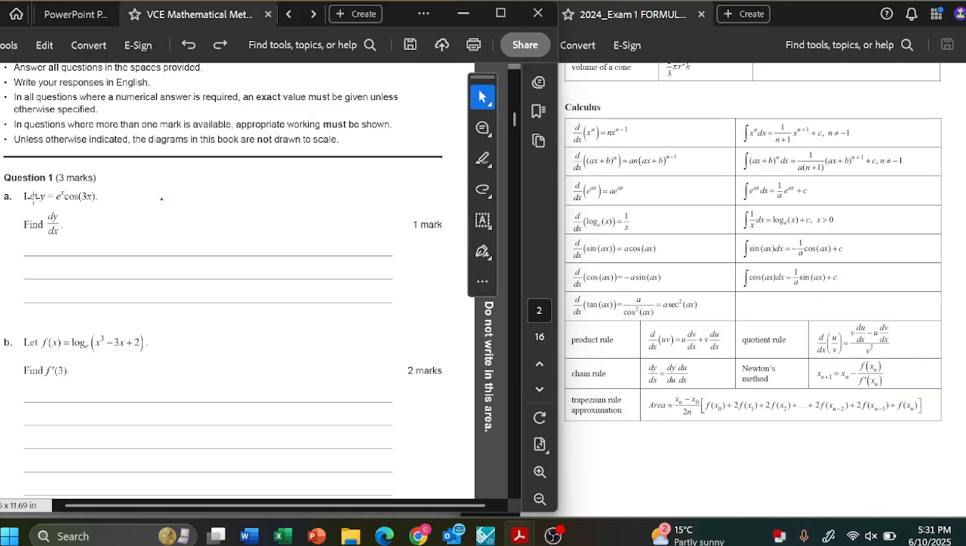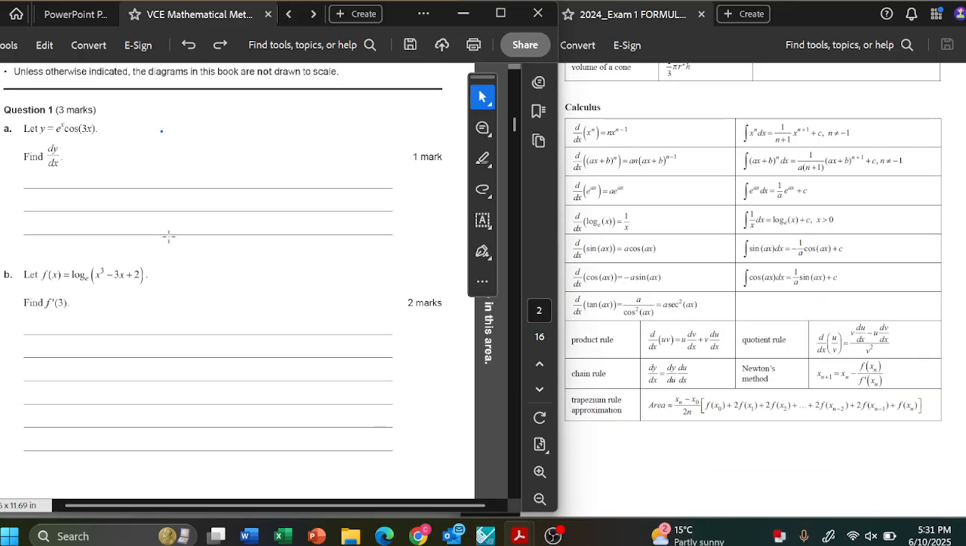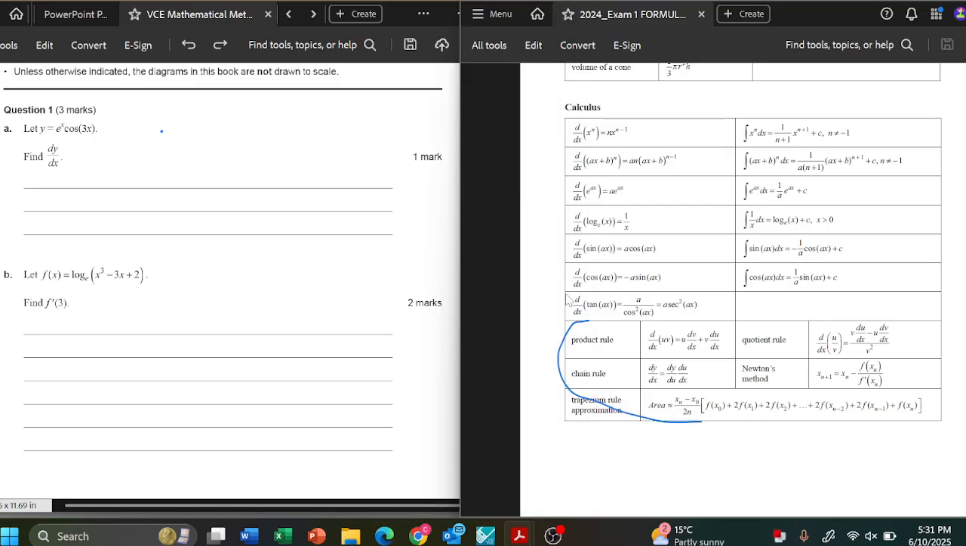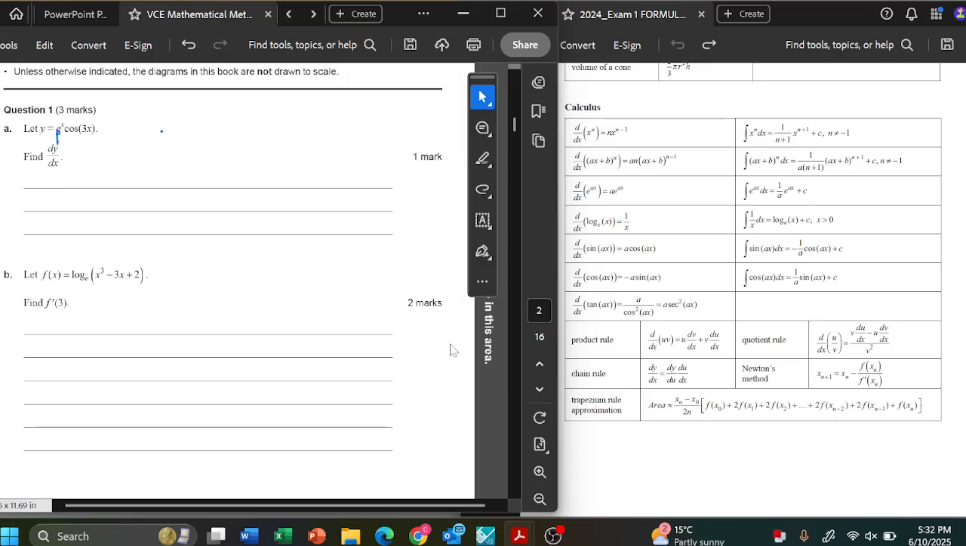Starting out, we've got question 1. Question 1 is typically, for the past few years, a differentiation question. So we're going to look at the calculus section of our formula sheet, where we have the formulas you need: the quotient rule, the product rule, and the chain rule. In this first function, we have one function multiplied by another function. So we can say that e to the x is f and cos 3x is g.